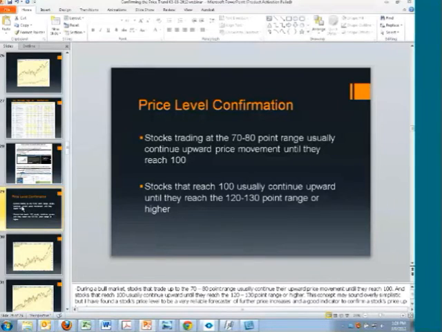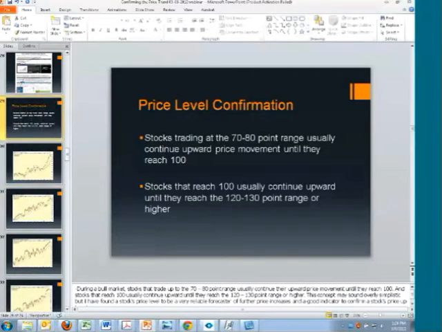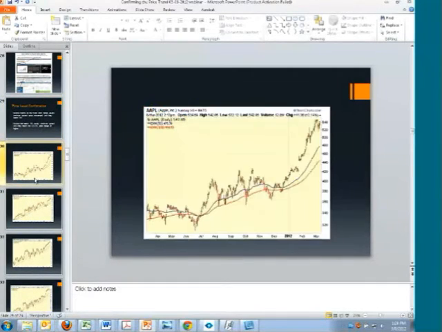And I found that very few stocks ever reach these higher prices. And if they do, they're doing something right, and it's a stock that you want to take a further look at. So another good confirmation is simply the price level that a stock is trading at.